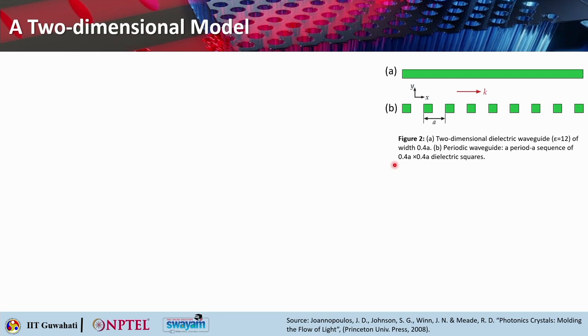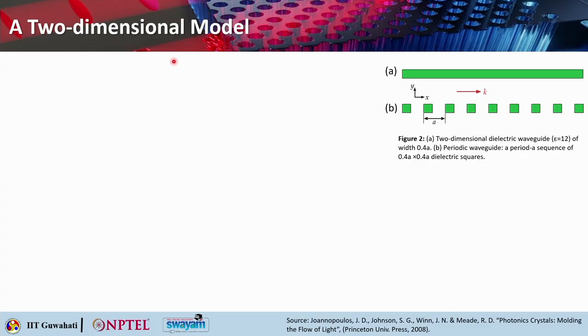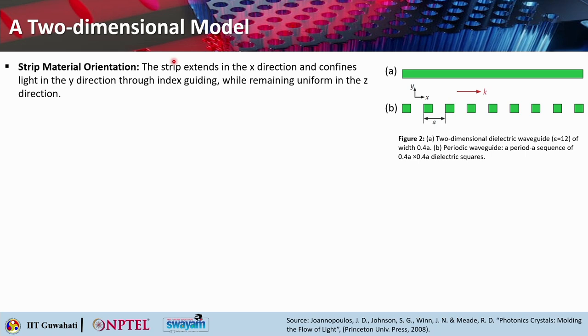So we are starting with a simple model, that is a two-dimensional model. Although the real motivation for this lecture is to confine light in three dimensions, we will begin our discussion with a very simple two-dimensional model that will showcase the essential physics involved. We will combine index guiding in one direction with the photonic band gap in the other direction. So let us first think of a material strip that extends in the x direction, and it confines light in the y direction through index guiding.